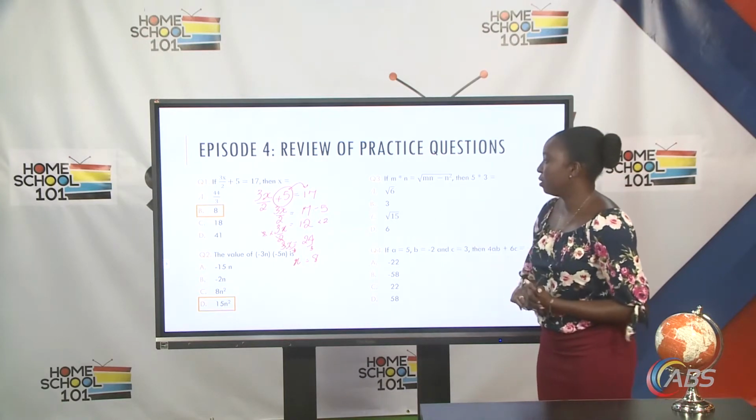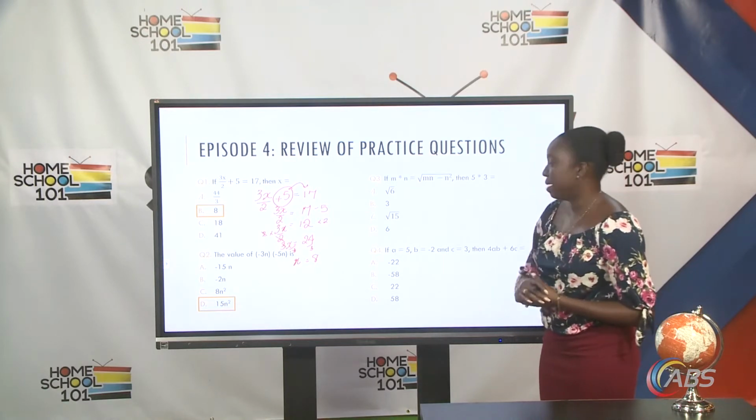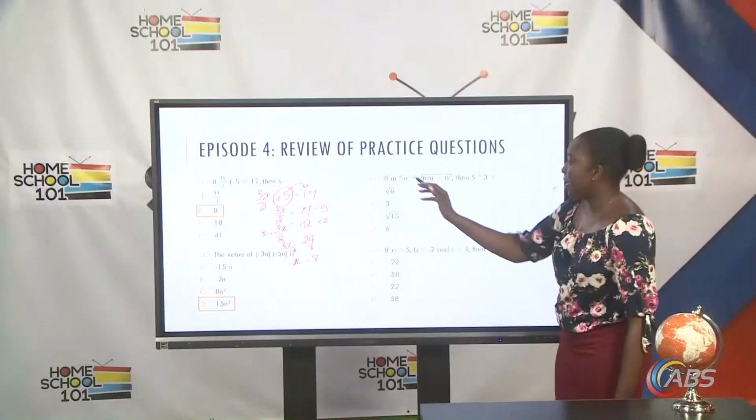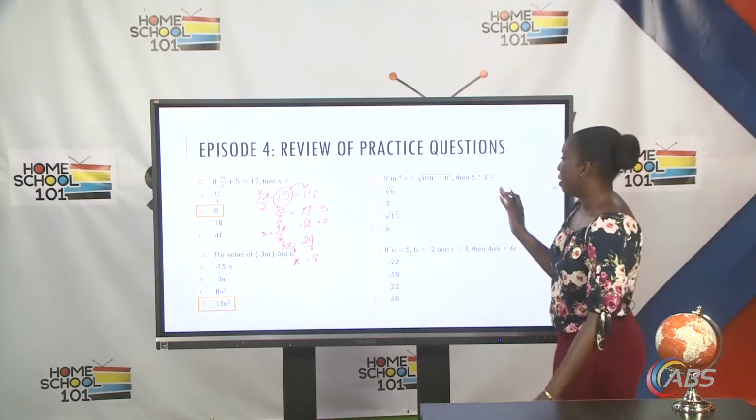Question 3. If m star n is equal to the square root of mn minus n squared, then 5 star 3 is equal to what? Just repeat the question. If m star n is equal to the square root of mn minus n squared, then 5 star 3 is equal to what? So remember, this is what we call a binary operation. And so wherever we see m, m becomes 5, and wherever we see n, n becomes 3.